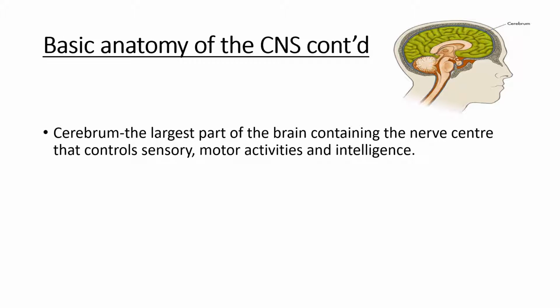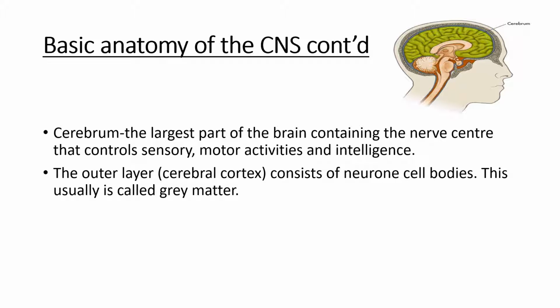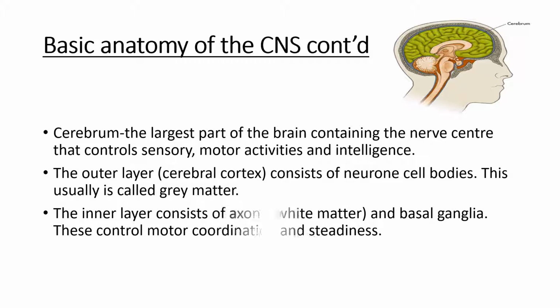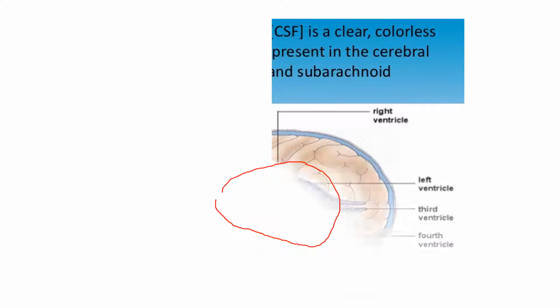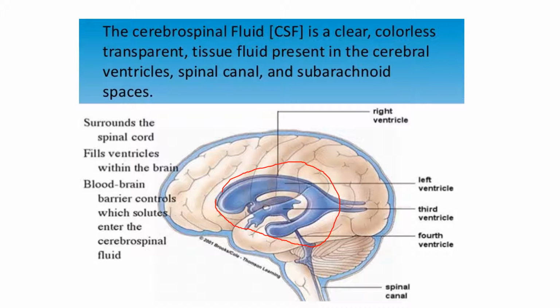So the cerebrum is the larger part of the brain containing the nerve centre. It controls sensory, motor activities and intelligence. The outer layer consists of neuron cell bodies, usually called the grey matter, and the white matter consists of axons and basal ganglia, and they control motor coordination and stimulus. The cerebrospinal fluid is a clear, colourless, transparent tissue present in the cerebral ventricles, which is where this red line shows you, the spinal canal and subarachnoid spaces. The blood-brain barrier controls which solute enters the cerebrospinal fluid.